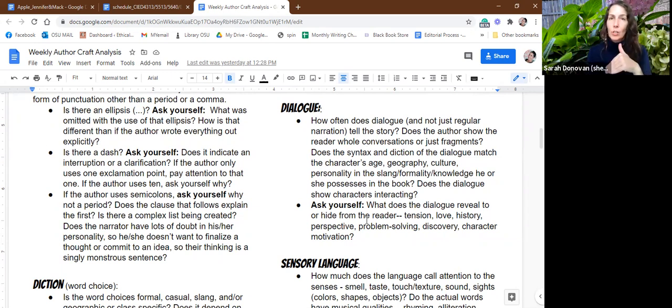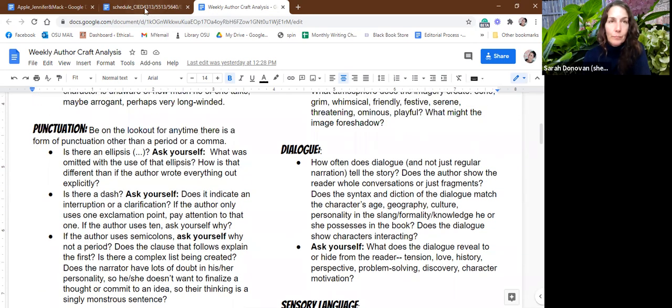So that's sort of what you're illuminating. And you can do this in partners or in small groups, but the questions are here to focus on. And you can do a couple different passages too.